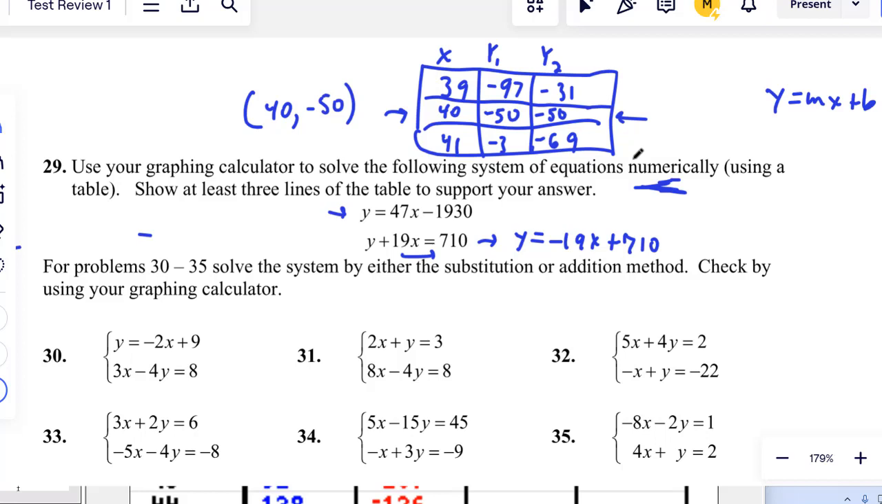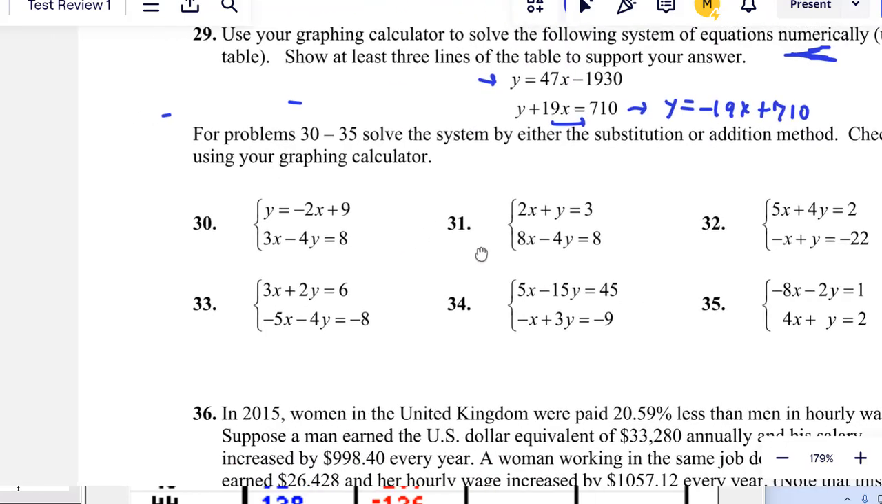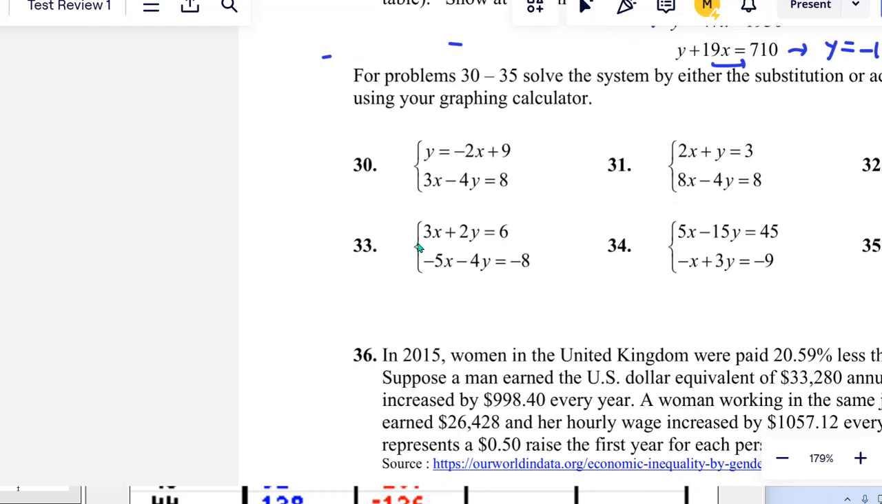Again, not my favorite. You have to draw a table. I prefer graphing or one of these other methods, substitution, elimination, addition method. So let's do one of these. So if I was to solve number 30, I think it's set up for substitution because y equals everything I just circled. So I can replace y with everything I just circled, right?